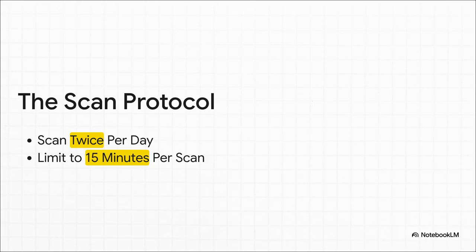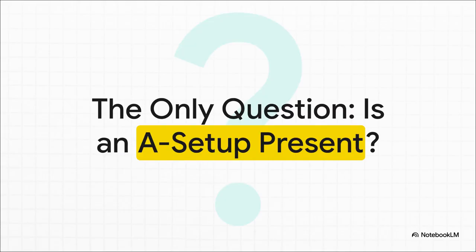You scan your list just twice per day, and you limit each scan to a maximum of 15 minutes. That is it. And during that 15-minute scan, your job is not to look for opportunities. Your job is to ask one simple binary question for each asset in tiers 1 and 2. Is my predefined written A setup present? The answer can only be yes or no.